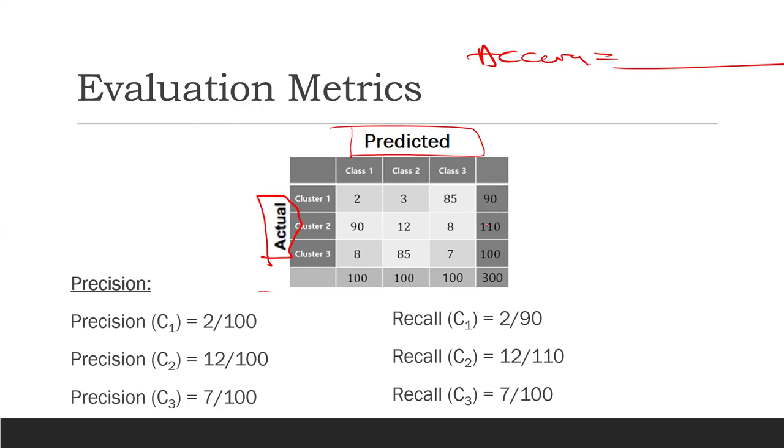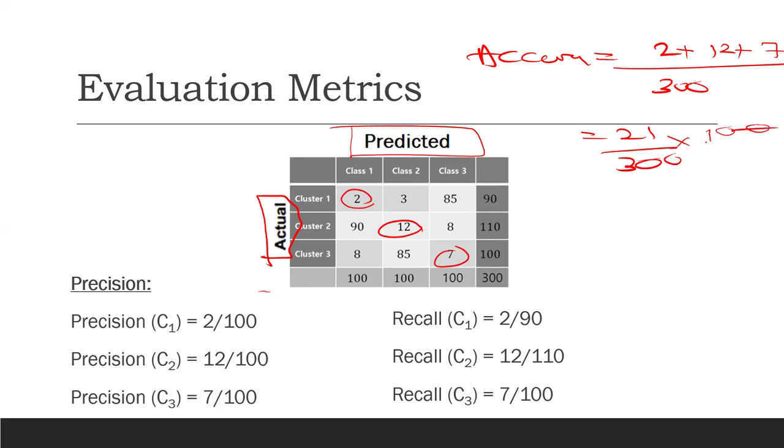Total number of instances, 90, 110, 100, 300. Accuracy means what? This one, this one, this one. So what is that? 2 plus 12 plus 7. So the accuracy is 21 divided by 300, multiplied by 100. It's 7%. Yeah, 21 over 300 multiplied by 100, right? Sorry. So 7% accuracy. This is not a good model. This is a worse model, right?